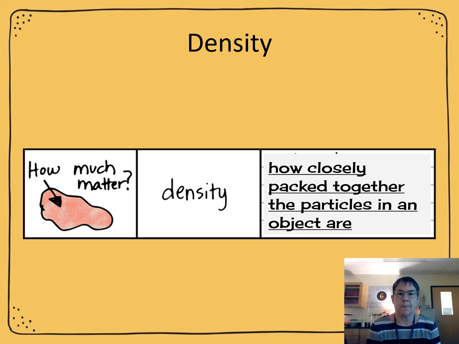It's how much mass per amount of volume. So how densely packed all those little pieces are. Are they put together really, really tightly? Or is it held together really, really loosely? And we'll see some better examples of that as we move along. But density is really how closely together all the particles are packed in any given object. Take some time to write down the word density and the vocabulary definition.